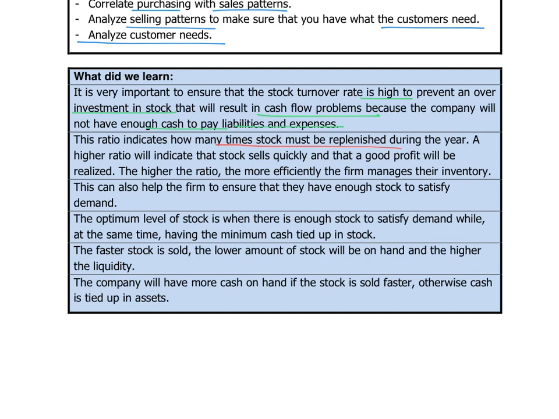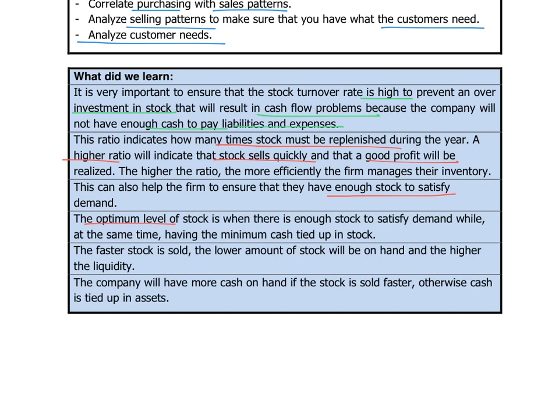So how many times do you buy new stock during the year? If we have a higher ratio, it indicates that the stock sells quickly and that we will make a good profit. This can also help the firm to ensure that they have enough stock to satisfy demand, so that they don't run out of stock because they didn't buy enough.